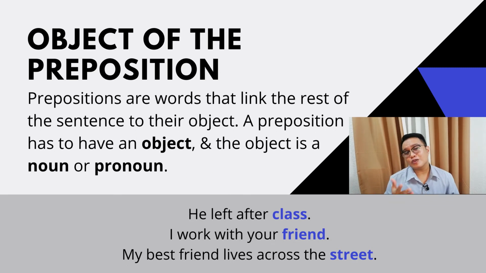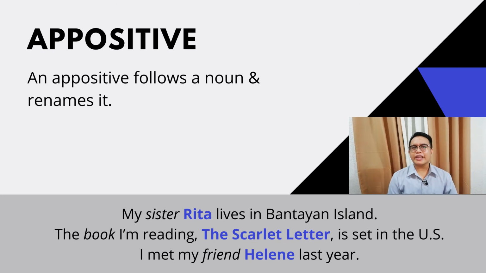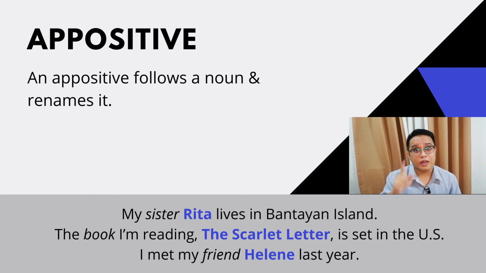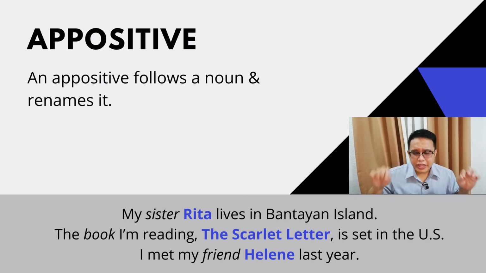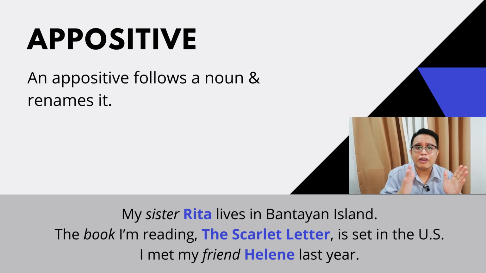Okay? Next, let's go to our next function, which is what we call appositive. Appositive is basically a renaming of the noun. But then, the noun doesn't have to be the subject of the sentence. And most importantly, magsunod siya sa noun na iyang gi-rename. Look at our examples. My sister Rita lives in Bantayan Island. Rita there is the sister. And Rita follows sister directly. Diretso niya follow si Rita. Diretso niya follow si sister.